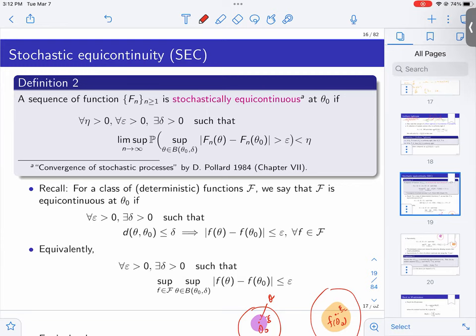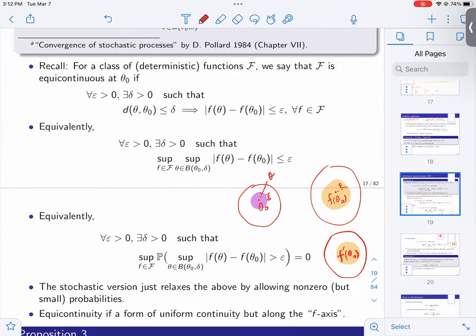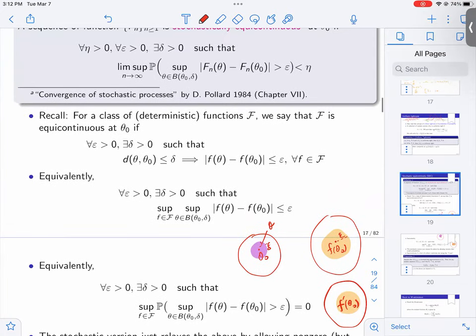It's fairly technical. This statement I borrowed from the book Convergence of Stochastic Processes by David Pollard. It's a nice, classic book. It talks about empirical process theory, and from there you can extend it. In this version we can't even put f outside, but f is sort of a class of functions. For us, you're looking at a sequence of random functions, so this definition for a sequence is good enough.